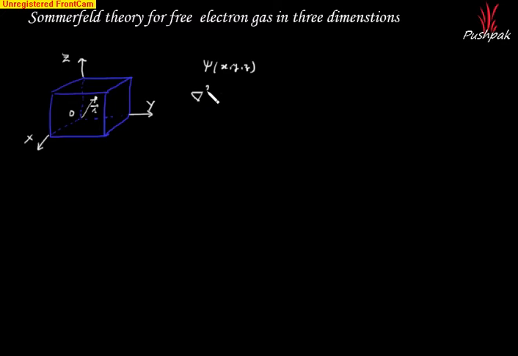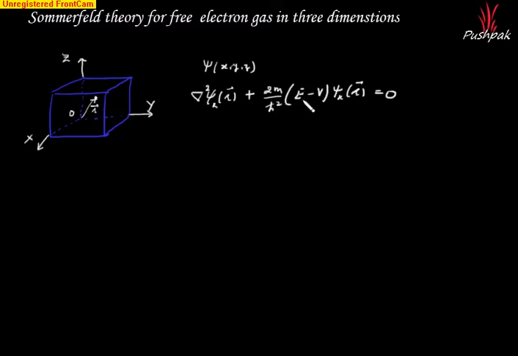del square of the wave function which we have considered for the kth state. Let us say the electron is in the kth state, and it is dependent on all the three coordinates here, x, y, z, plus 2m over h cross square into E minus whatever its potential is, V, psi in the kth state as a function of r, equal to 0.